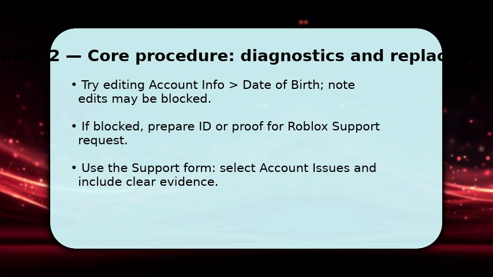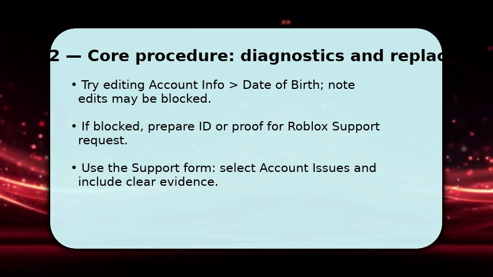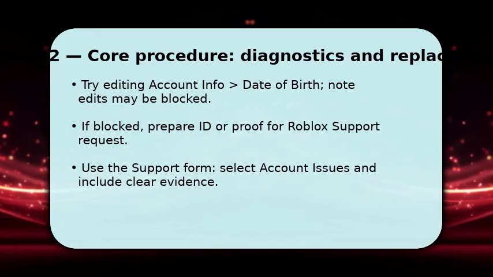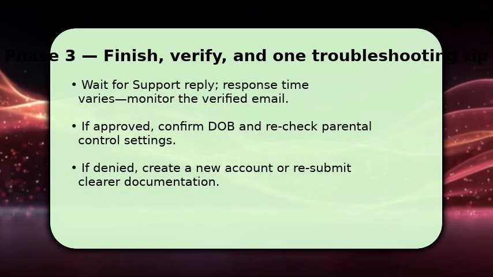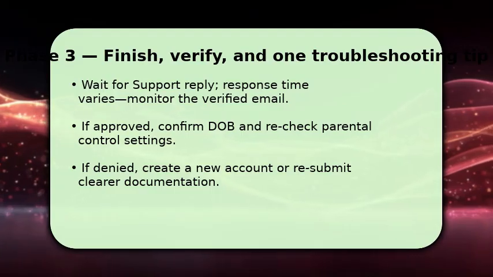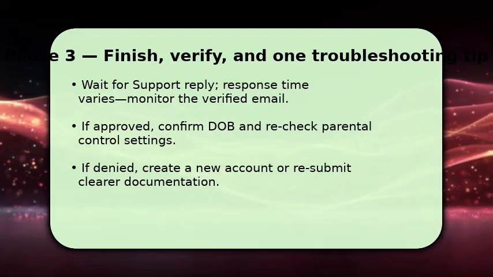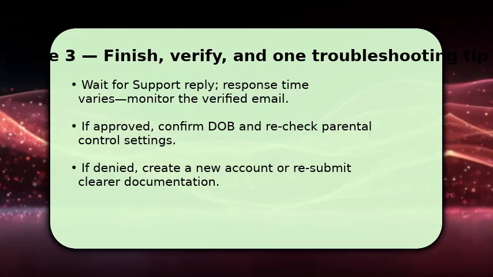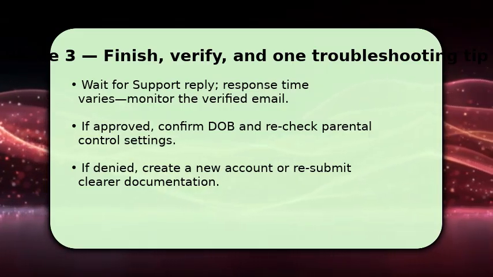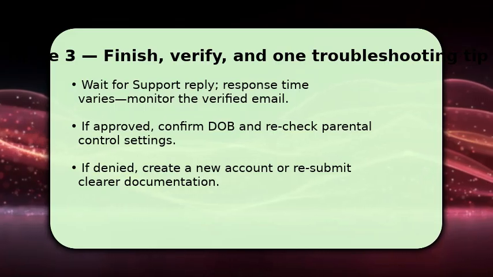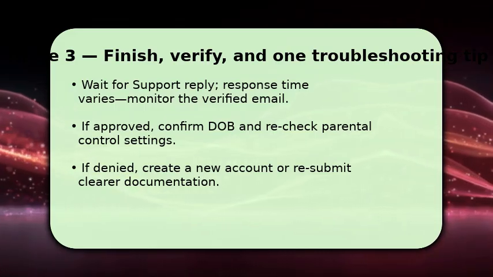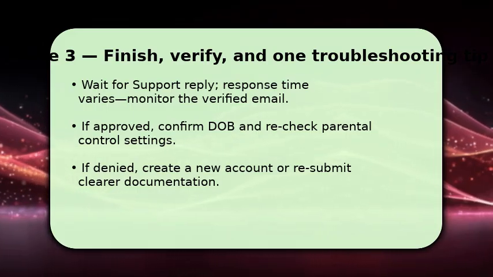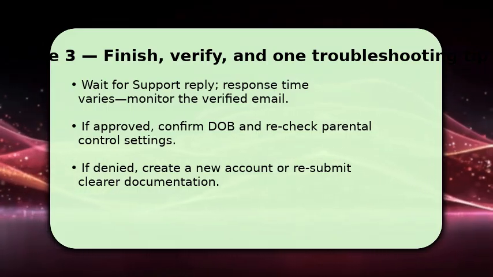to speed verification. You finish by waiting for Roblox support to review your submission. Expect a reply to the verified email and check spam folders. Once approved, sign back in and confirm the date of birth change, then review parental controls to ensure restrictions reflect the new age. If support denies the request, reread their reason, then either resubmit with clearer identity documents or, as a fallback, create a new Guardian-managed account and migrate passwords and settings.